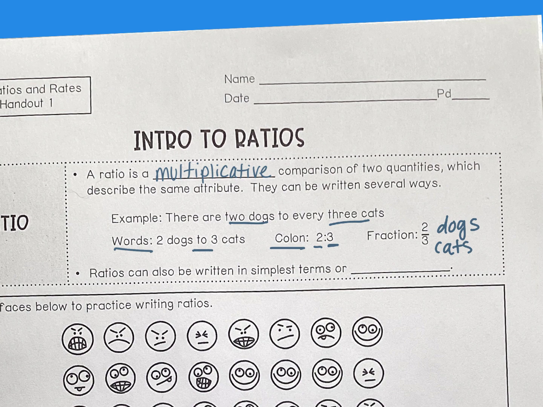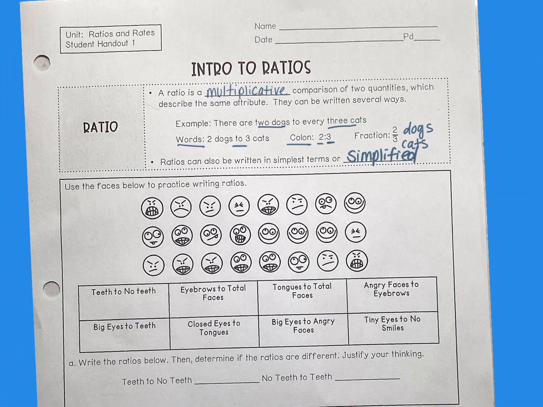In addition to the 3 ways that we can write ratios, ratios can also be written in simplest terms or just simplified. They can be simplified. Okay, so we are going to go ahead and practice writing our ratios.